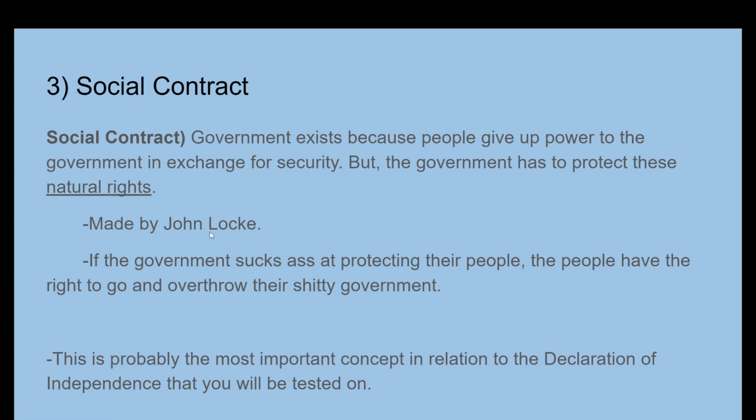You have to know that this idea is made by John Locke. I can guarantee you on the AP test, there's going to be one John Locke question saying, "Whose Enlightenment ideas influenced the Declaration of Independence?"